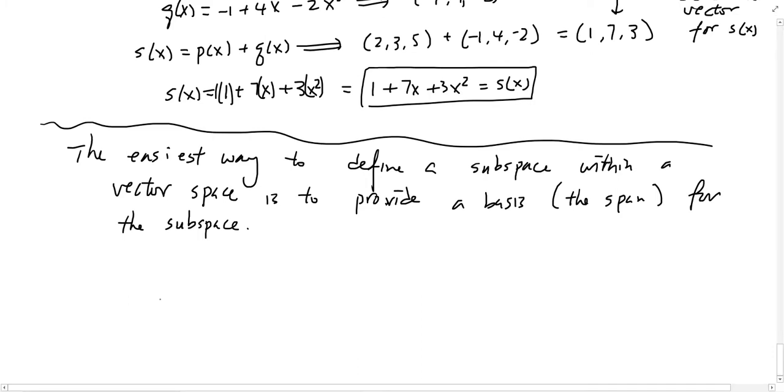So how does that work? Well, let me show you. Let's consider the vector space of continuous functions that go from negative infinity to positive infinity. We can now define a subspace by the following.